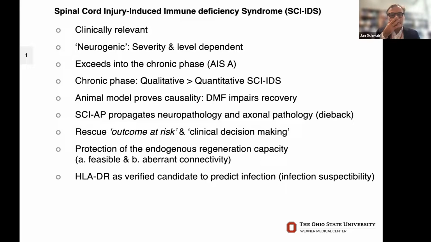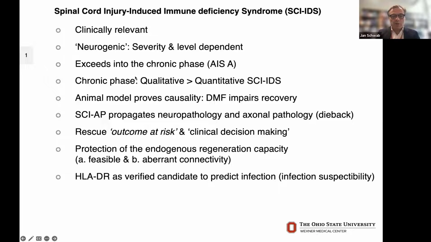So I would like to summarize this part with regard to the neurogenic immune deficiency. It's clinically relevant. We see a neurogenic effect being lesion level dependent. We see also immunosuppression even into the chronic phase. In particular, in the chronic phase, we see qualitative changes. So cells are not really able to do anymore what they have been able to do before. It's not only a numbers game in terms of cell numbers, it's really an impairment of cells.